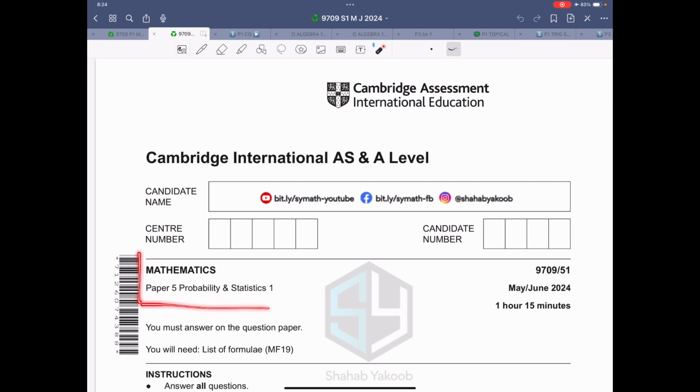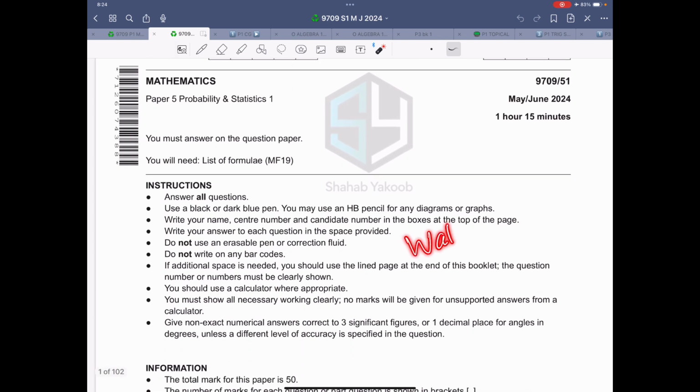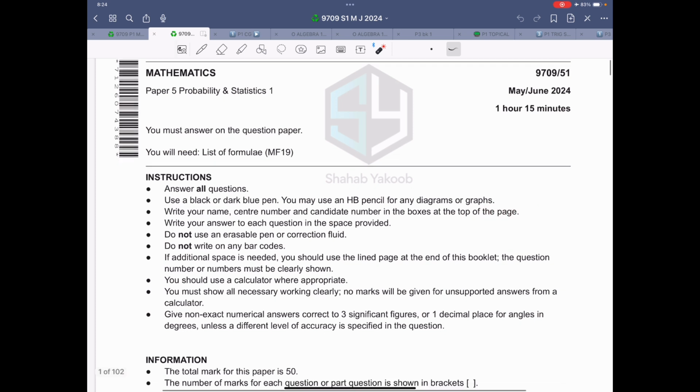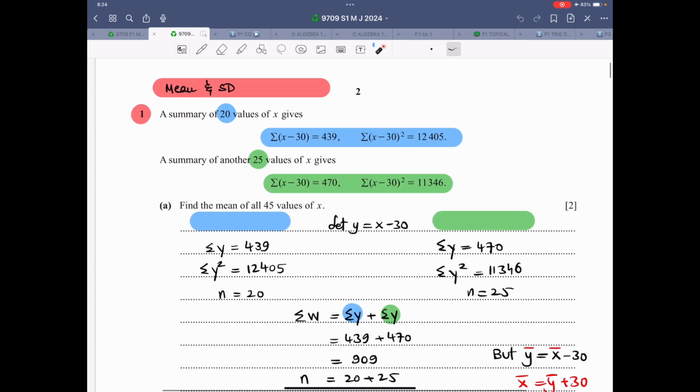So what's the agenda for today? That is going over this particular paper 5, that is probability and stats 1, popularly known as S1. This is the May-June 2024 paper and this is the first variant. Now this is a walk-through video, which means the solution is already there. I'll go over the solution. It will save time at your end so that you can comfortably try it out and go over the solution very quickly. So the first question is about mean and standard deviation.